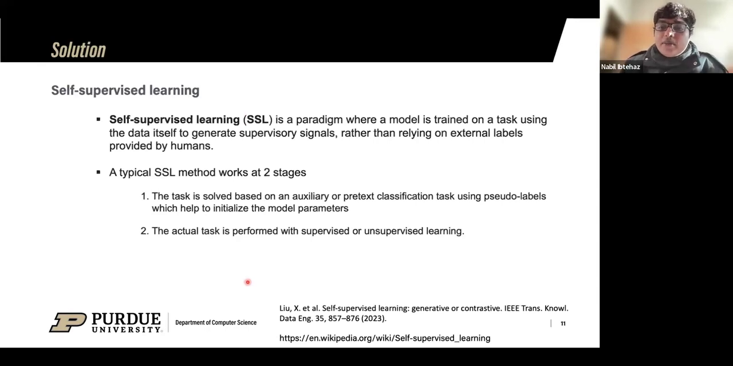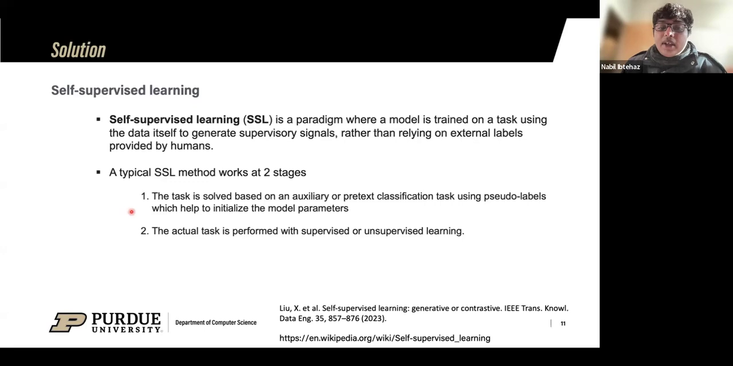Self-supervised learning is a paradigm of machine learning where a model is trained on a task using the data itself to generate supervisory signals instead of relying on external labels provided by humans. Self-supervised learning is a very, very broad topic. There are various types, categories, and implementations, but we decided to just follow the simplest form, where the method is a two-stage method.